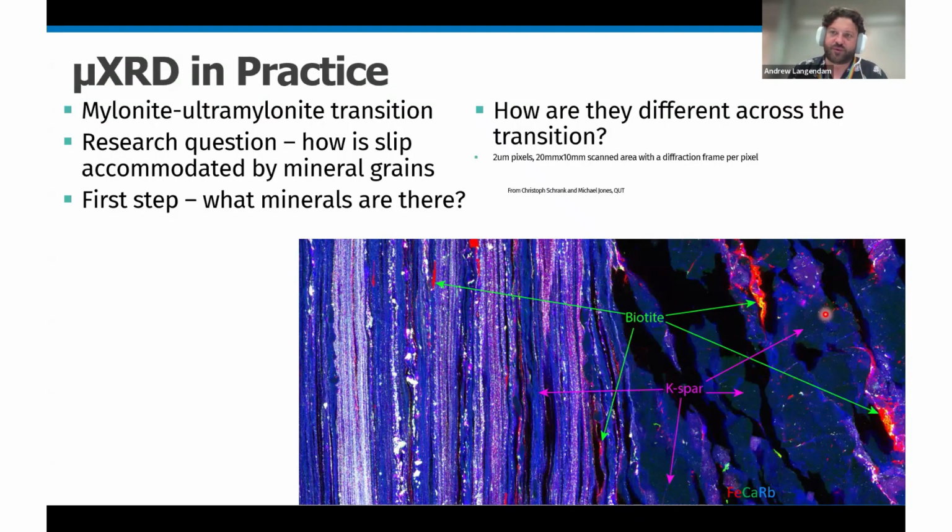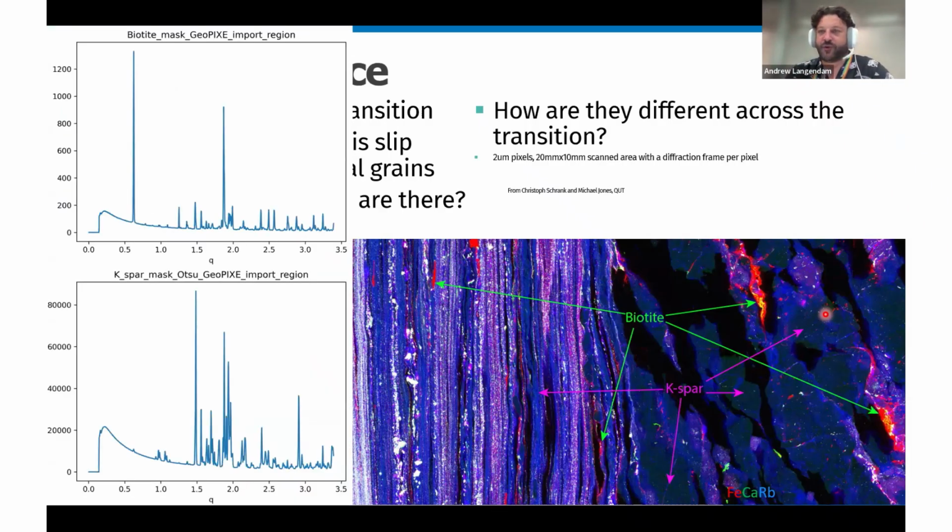So first of all, we need to understand what are the minerals within our sample. And then we want to know how they're different as they transition across the boundary between ultramyelinite and myelinite. So here we're able to identify a few different minerals. I've just highlighted 2 here. And you can see that they've got very distinct diffraction patterns. A key thing would be then to go further with this data and identify how this biotite over here was different to this biotite over here, obviously. There is some other peaks in here that haven't yet been fully extracted.